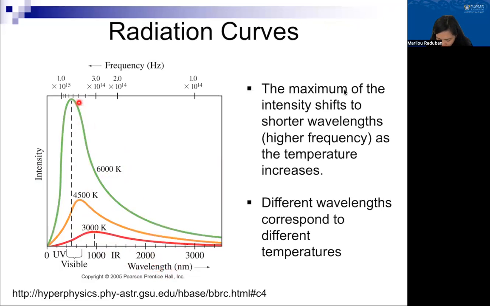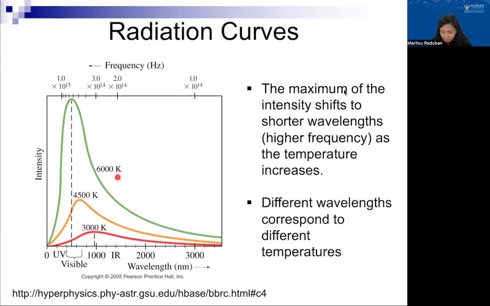So notice here the green curve has a temperature of 6,000 Kelvin. The orange curve has a temperature of 4,500 Kelvin, and the red curve has a temperature of 3,000 Kelvin. So that means different temperatures. The hottest is the green curve. You can see that the hotter the object is, the higher the temperature, the more intense the radiation is, right? Intensity is the y-axis. Notice how the green curve has a higher intensity compared to the red curve. The red curve is colder compared to the green curve.